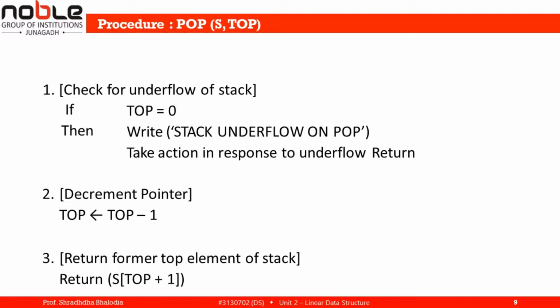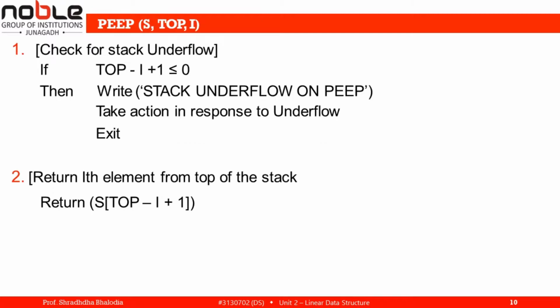So let's start with the first step of the pop operation. First we need to check for the underflow condition on the stack. How can we check? If top is equal to 0, then we can say the stack is underflow, deletion is not possible. If the stack is not underflow and deletion is possible, then write top is equal to top minus 1. We decrement the top pointer and remove the element from the stack, and this is how the pop operation is done on the stack.